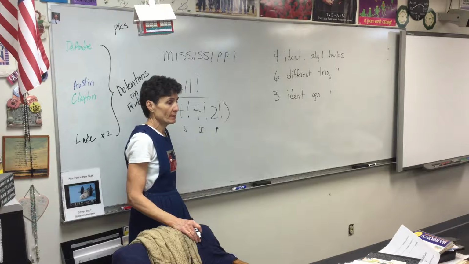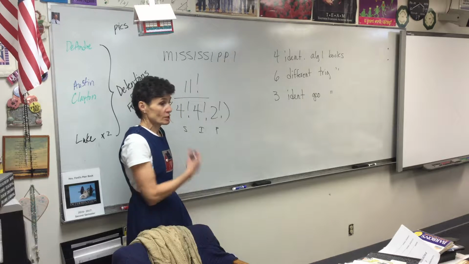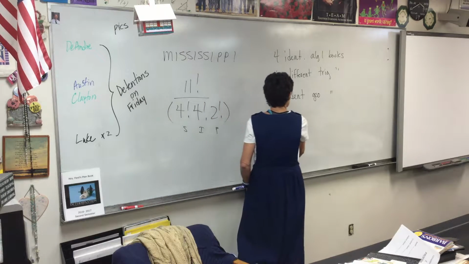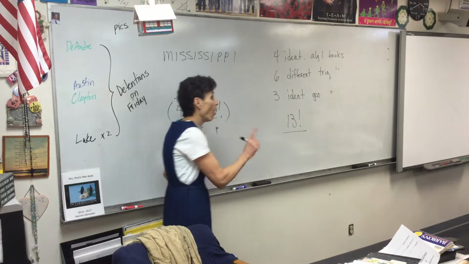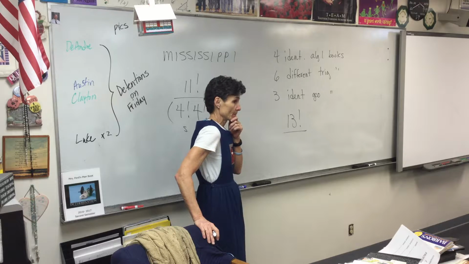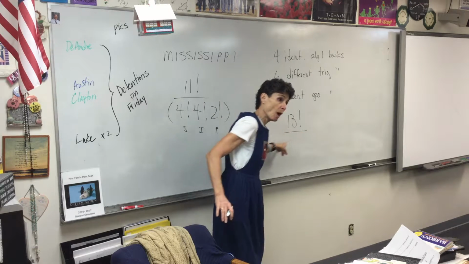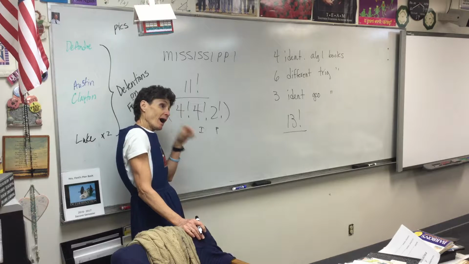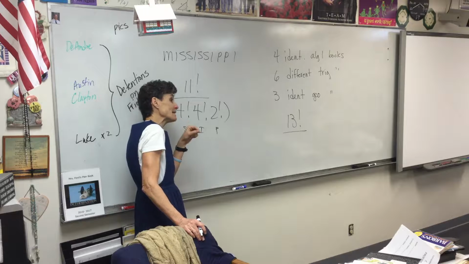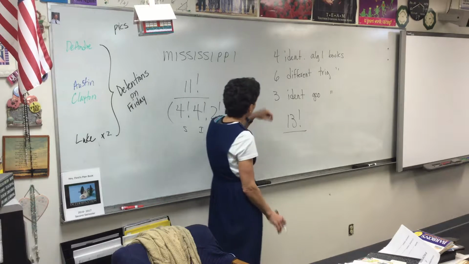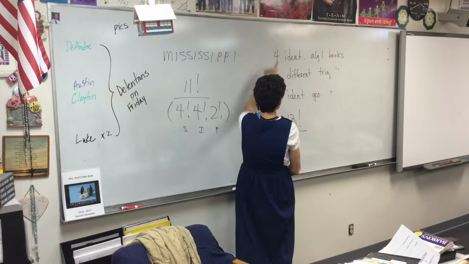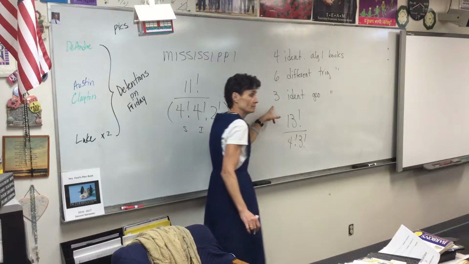Okay, well think about that for a minute. How many books are there? It's just like the letters. How many are there? 13. There's 13 books. So I'm going to start with 13 factorial. If all these books were different, I'd be done. The answer would be 13 factorial. But I put this here because why? I'm going to divide by duplicates factorial. That's how we handle it. If you have anything that's identical, you divide. So what am I going to divide by? 4 factorial and 3 factorial.